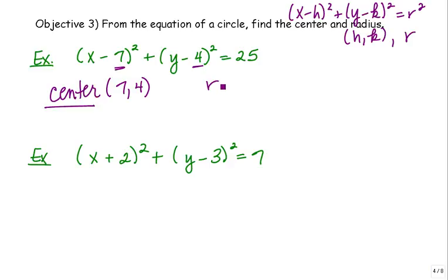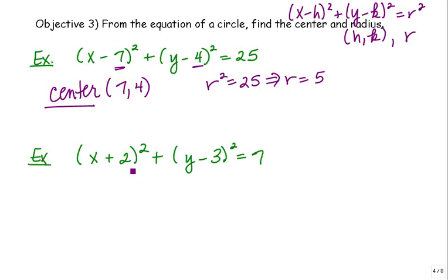And the radius, we know r squared's value is 25, so that would tell us that r is equal to the square root of that, which would be 5. Okay, so the center of this circle is 7, 4, and the radius is 5. So since the formulas have a minus sign built into them, we always take the opposite of what is inside parentheses to find the center.